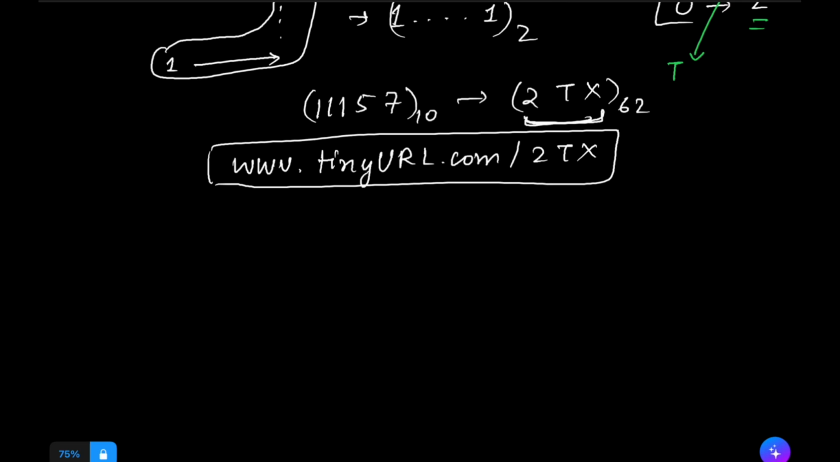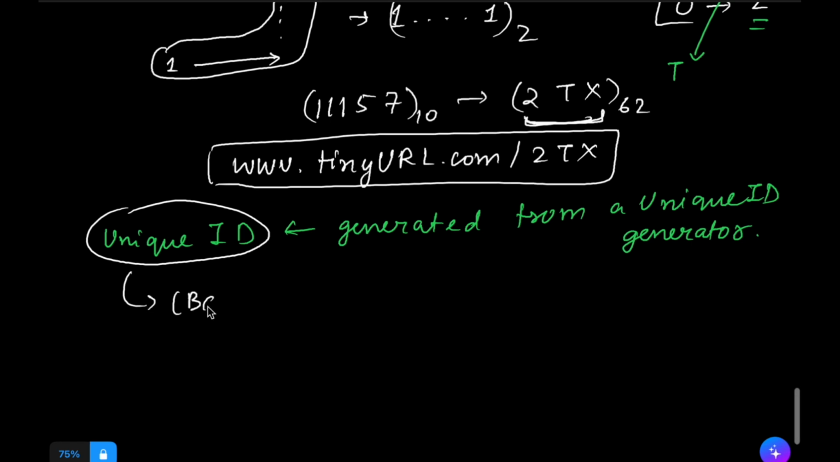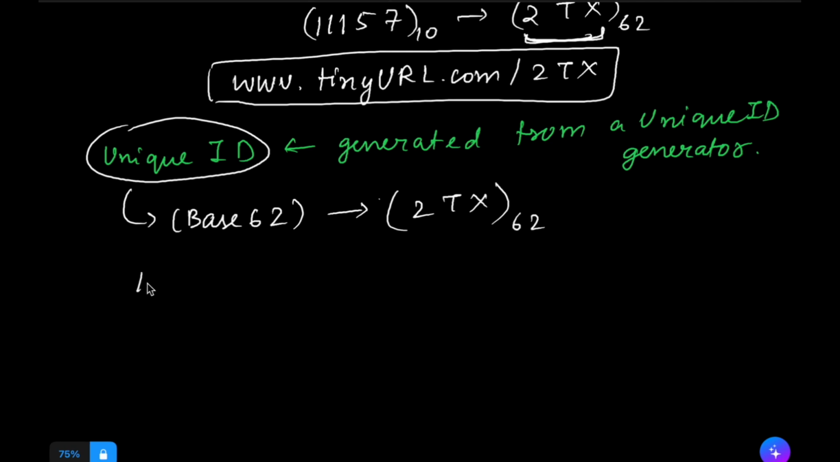So this unique ID, generated from a unique ID generator, now goes through a base 62 conversion, and finally we get some base 62 converted string like this, and this we can append to our URL shortening domain, and finally we get the short URL. So thus the overall underlying architecture is that we have a long URL and a short URL.